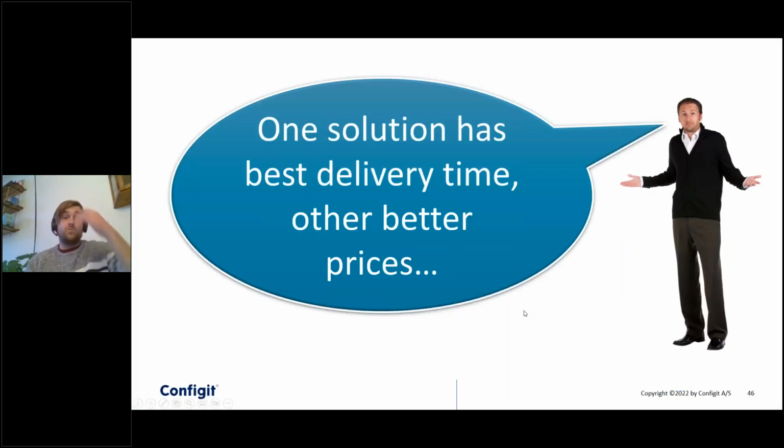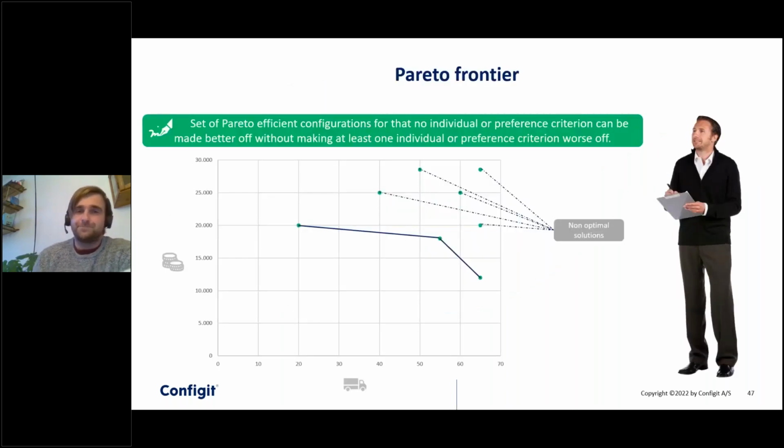Okay, Nico also recognized this and sees, oh, one solution has the best delivery time, but there are better prices. What to do now? Yeah, Nico, this is the Pareto frontier, and I think I should explain it a little bit. We see here on the x-axis the delivery time, and on the y-axis the prices. And for example, this dot has 20 days of delivery time and 20K price.